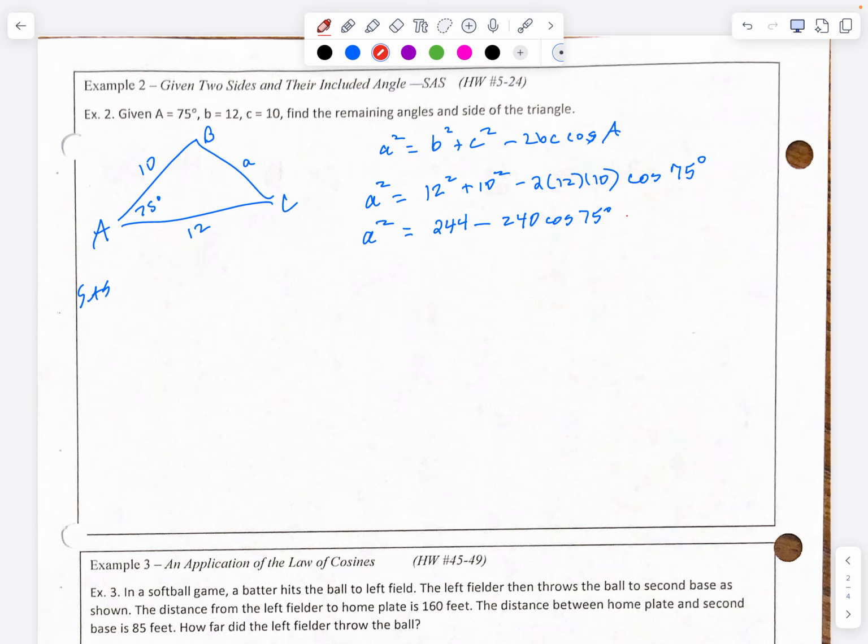So in my calculator, I'm going to clear. I'm going to do the inverse cosine. And I want the numerator in its own set of parentheses. And I have 10 squared plus, now I can do my recall.